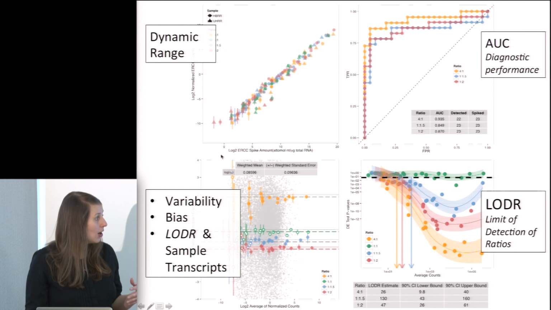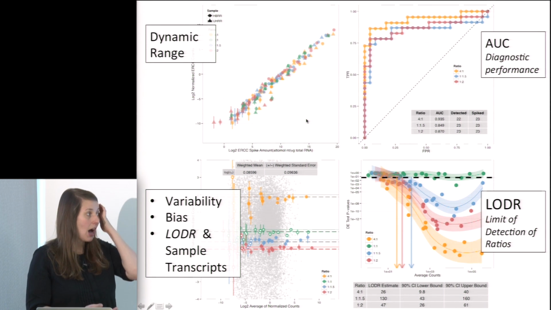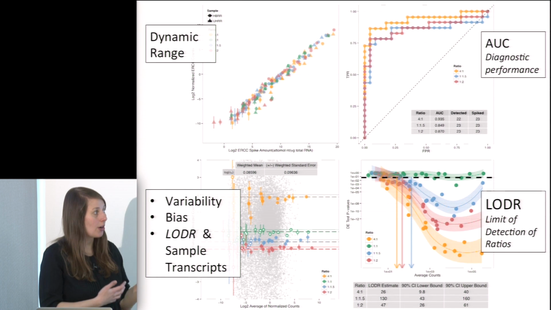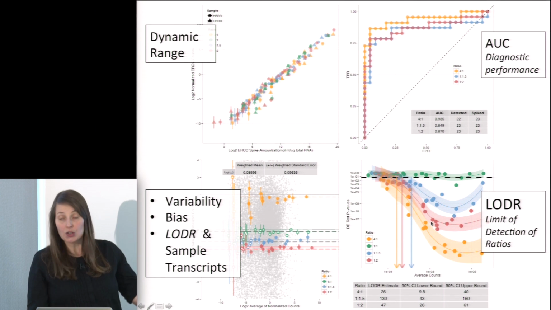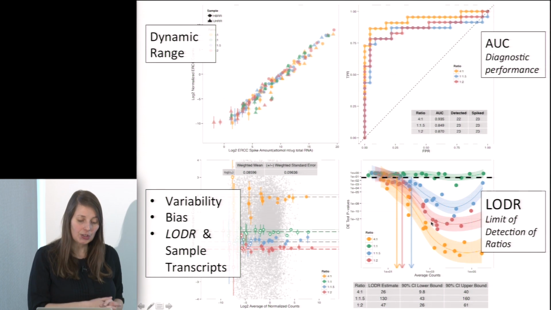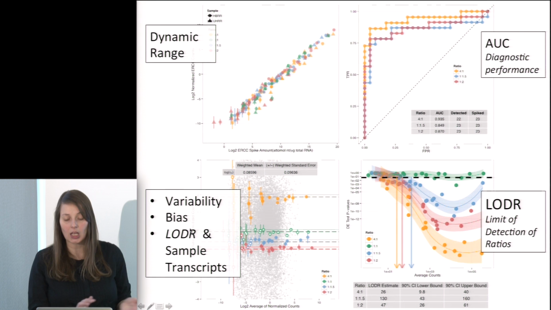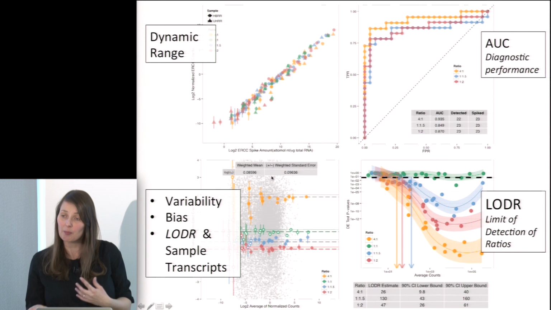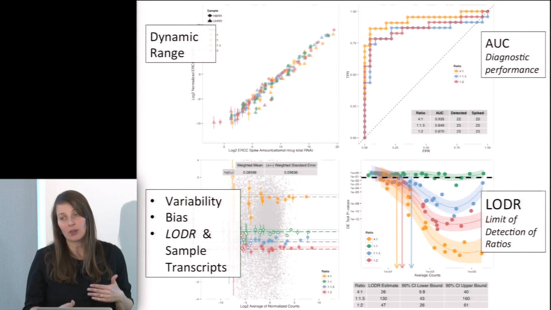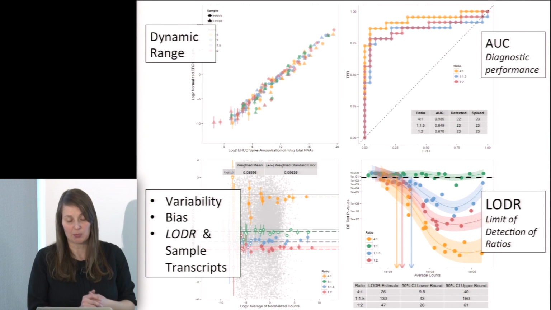And so to summarize what you get from the ERCC dashboard, we have these 4 main figures with dynamic range, looking at diagnostic performance with our ROC curve and the AUC statistic. And then we also have this new metric that's been developed called the limit of detection of ratios. And then also we look at the ratio abundance plots to see variability and our bias, which is annotated here in this gray inset box. And we can compare how our LODR estimates from the ERCCs relate to the measurements for the sample transcripts.